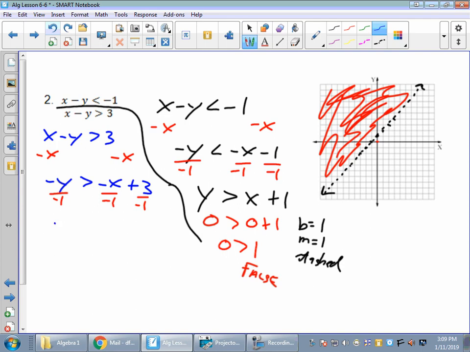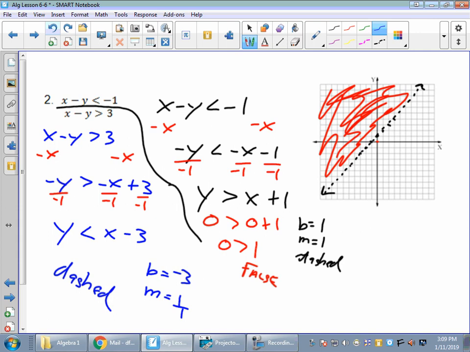And so now what happens to that inequality? Of course, it changes. And now I've got an x, and I've got a negative 3. So my b value in this case is going to be a minus 3. And my slope is also a positive 1, or you could say 1 over 1 if you want, to help with rise and run. What kind of line is it going to be? It's going to be a dashed line because there's no "or equal to" there.